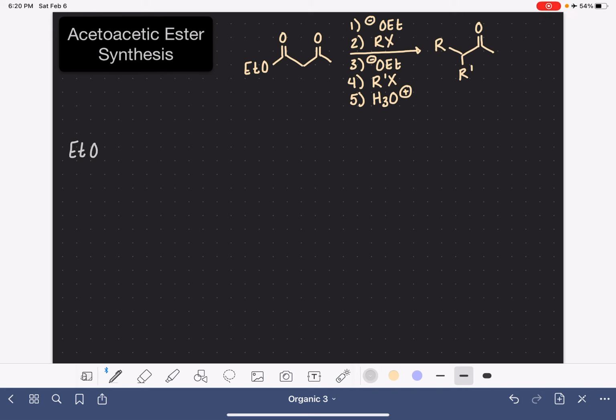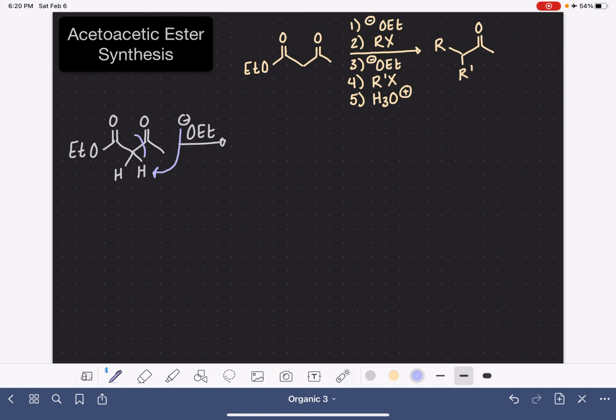It is almost identical to the mechanism for the malonic ester synthesis. So I'm going to move a little bit faster through this mechanism than I did for the malonic ester synthesis. If it feels like I'm going too fast at any of the steps, just back up to the previous video and watch that malonic ester synthesis reaction, and that should make things make a little bit more sense.